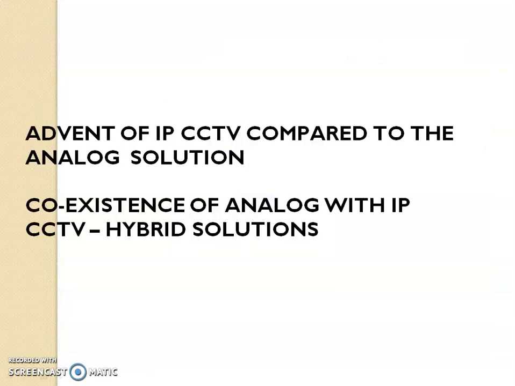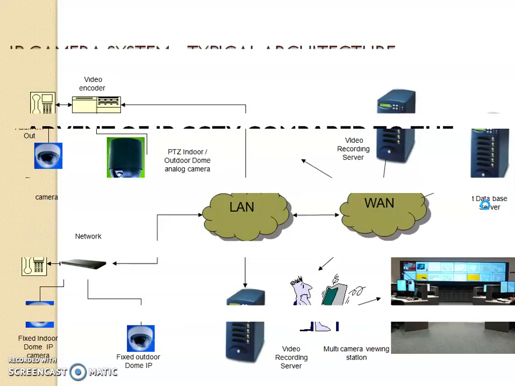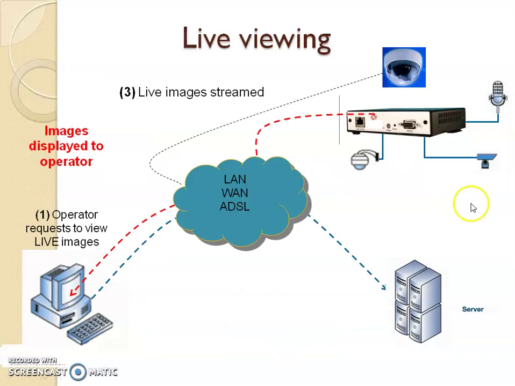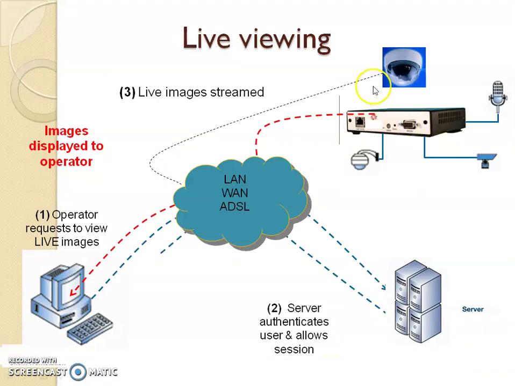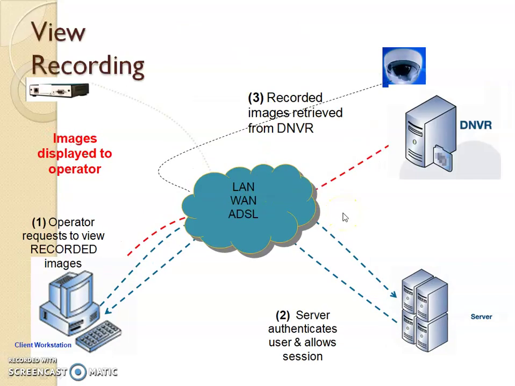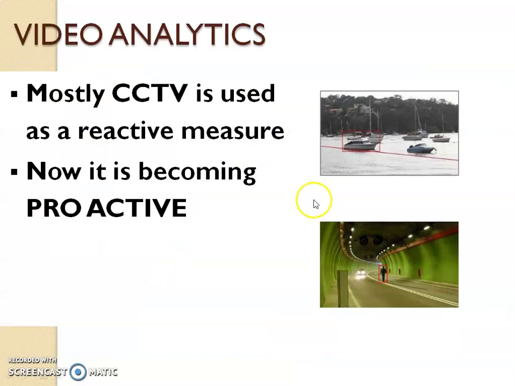How effective or intelligent is a CCTV? The advent of IP CCTV compared to the analog solution, and the coexistence of analog with IP CCTV in hybrid solutions. If you see a CCTV system, it is connected to a LAN or WAN, where the viewing can happen remotely. The system can be recorded continuously as well. So that is called view recording.